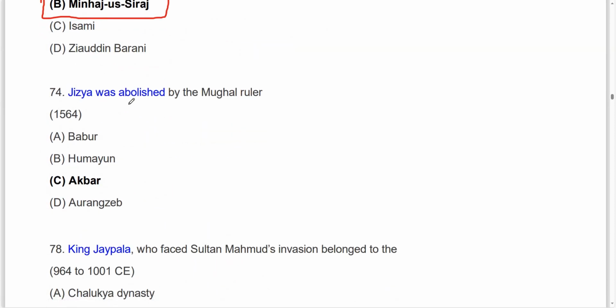Moving on, Jizya was abolished by the Mughal ruler Akbar. Akbar is the one who abolished Jizya in 1564. So in 1564, Mughal Emperor Akbar did away with Jizya for the first time.